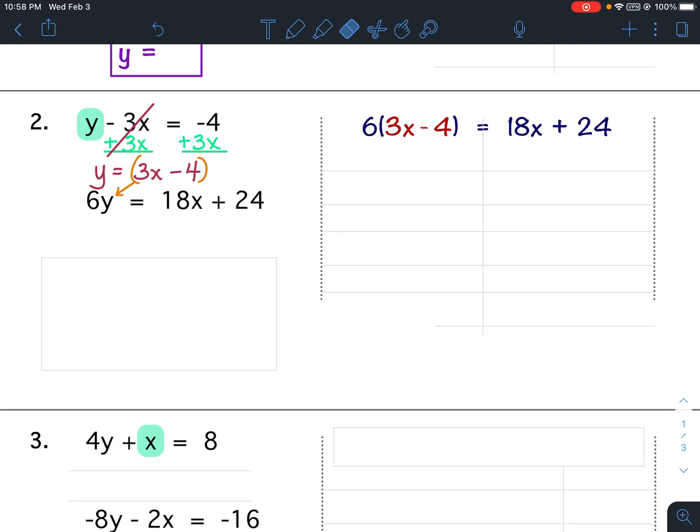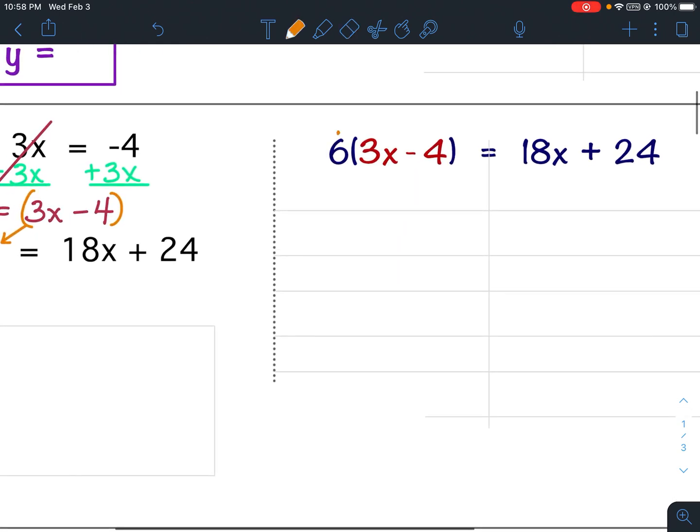6 times the quantity 3x minus 4 equals 18x plus 24. And the first step will be to do the distributive property. Six times 3x would give me 18x. 6 times negative 4 gives me negative 24. And then I bring down the other side.